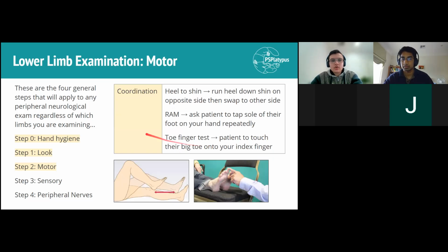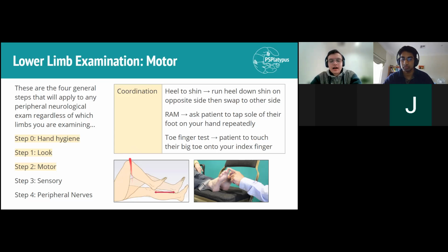Okay, really quickly, you've got coordination, similar to the ones we did with the upper limb. You've got heel to shin, so for example, in this patient, you've got your right lower limb. You get that heel, and you try and run it up and down the opposite side, so the left-hand side, and then swap sides, just to make sure that they're able to coordinate that properly.